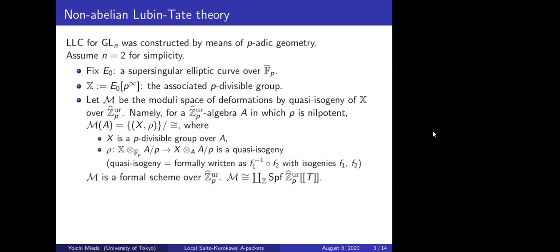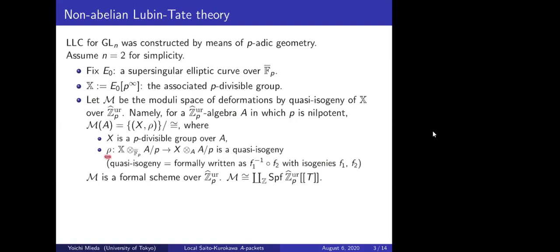this is X modulo p, the reduction modulo p of this p-divisible group. On the other hand, this left-hand side is the constant deformation of this X. Because we assume that this A is a Z_p-unramified hat algebra, if we reduce modulo p of this ring, then we will get this F_p bar. So this A over p is an F_p bar algebra. So we can consider the constant deformation of this bold X over A/p.